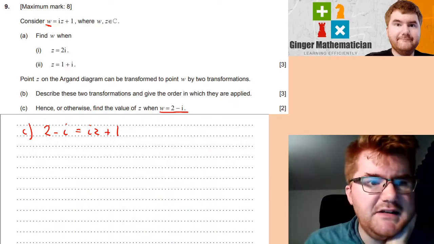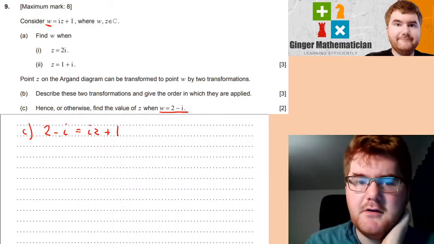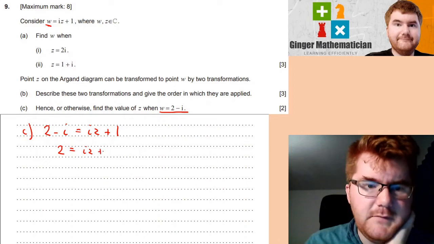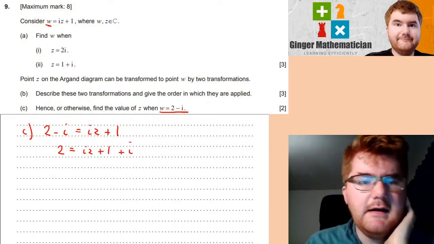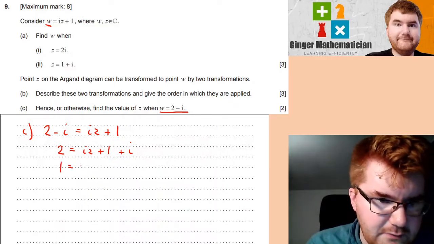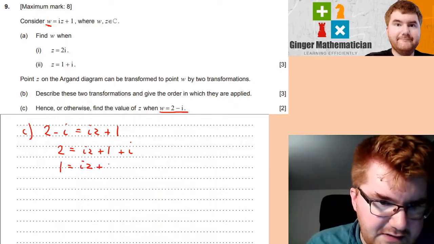The way we can do this, we can do some rearranging here. So I'm going to add i on both sides. So we get 2 equals iz plus 1 plus i. I'm then going to minus 1 from both sides. So I get 1 is equal to iz plus i.